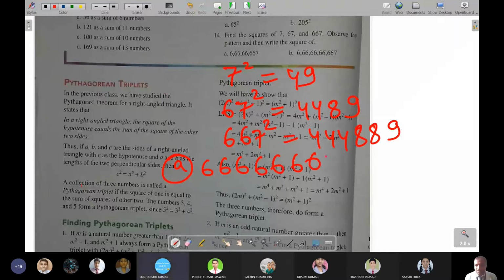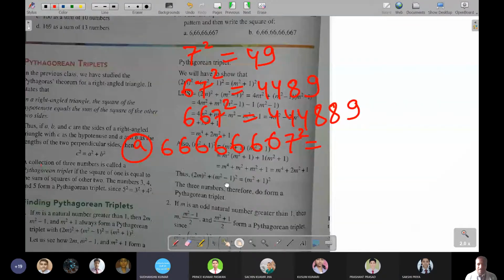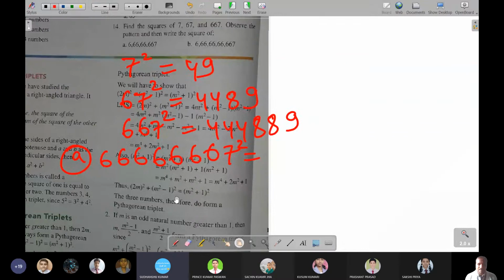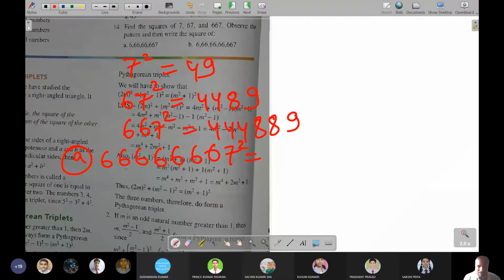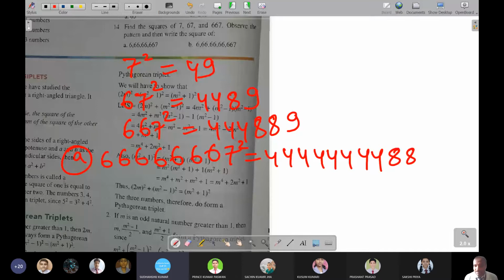Which question are you making? This is question 14. Then there will be one more 4 than the number of 6s. 1, 2, 3, 4, 5, 6, 7. So 8 fours, and 7 sixes: 2 to 4 to 6 and to 8. And 7 eights will be there, and a 9 will be there.